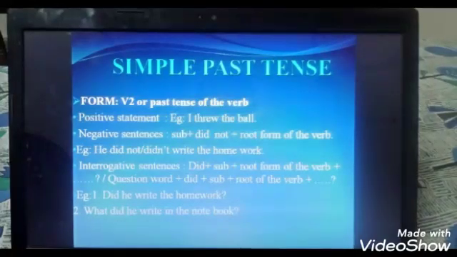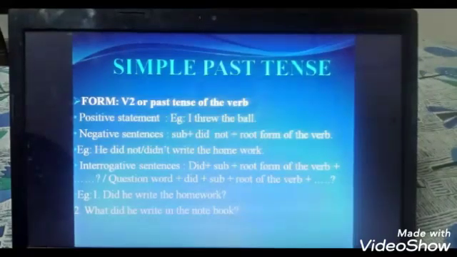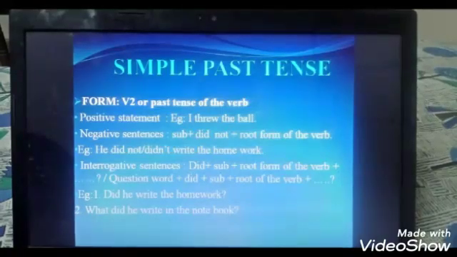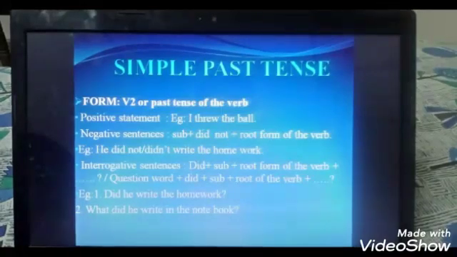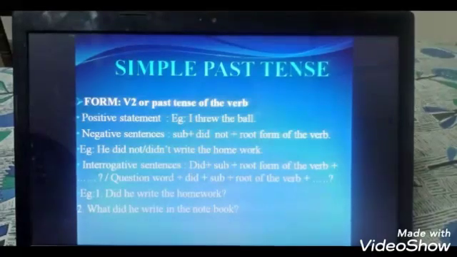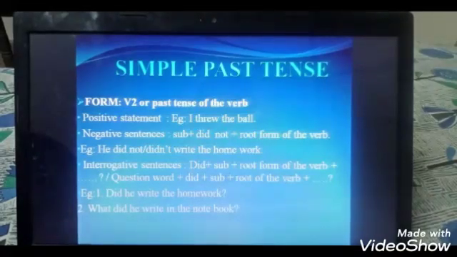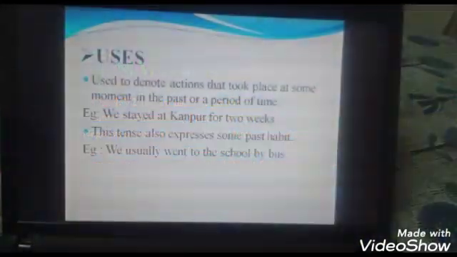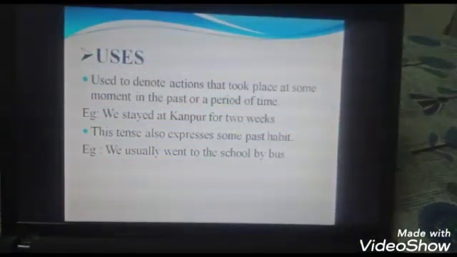For interrogative sentences, we have to add did. Did plus subject plus root form of the verb. Okay, while adding did, we need not take the past tense of the verb. We have to stick with the root form itself because did is already the past tense of do. Okay, for example, did he write the homework? Okay, when we are taking WH question words, then you have to write what did he write in the notebook, like that.